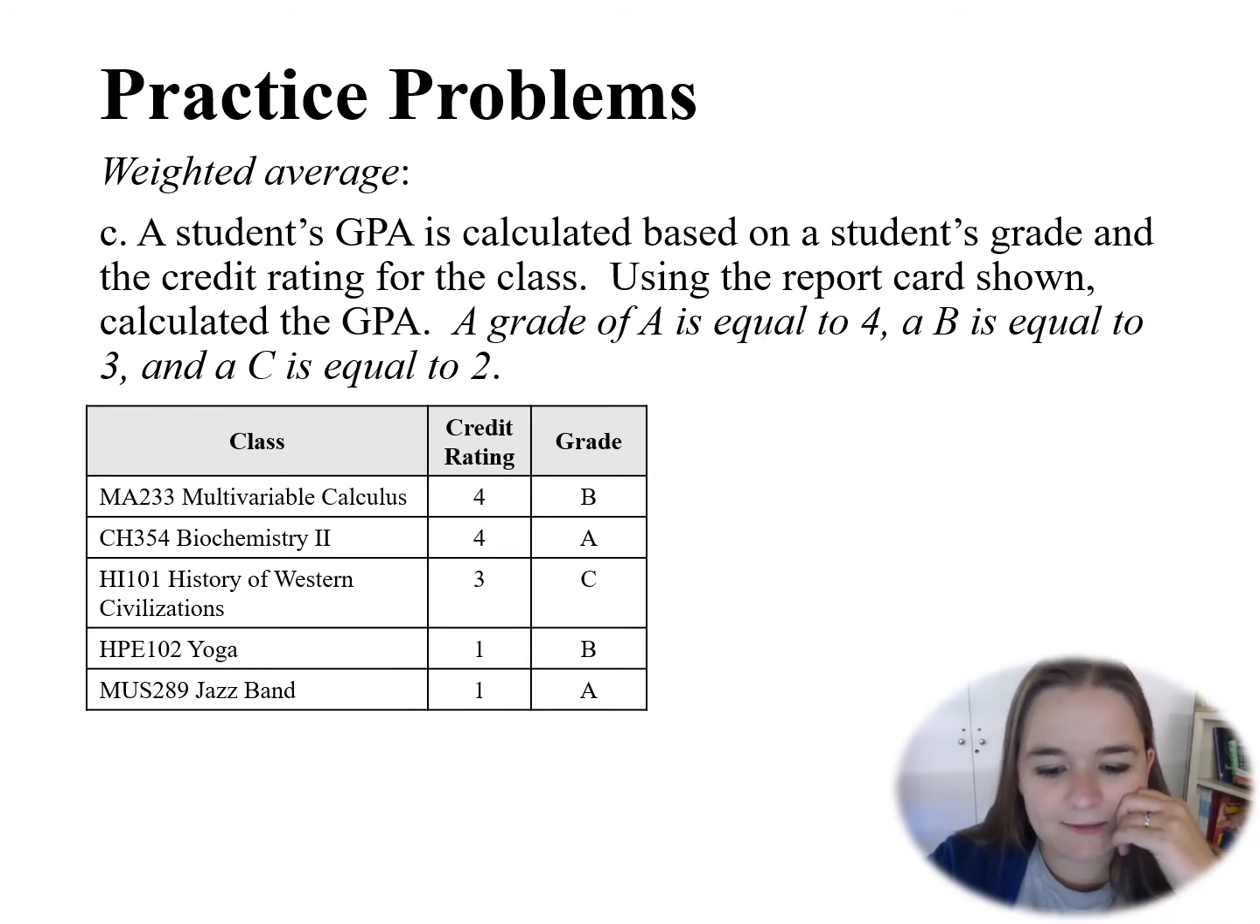But this one here, I see a math class with 4 credits, a chem class with 4 credits, history with 3, PE for 1, and a jazz band class here. These are all classes that I took at Carroll, but these are not my grades. I gave you samples here so that we could work with it.